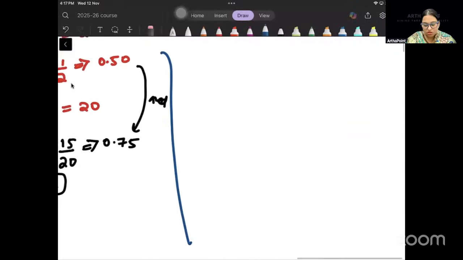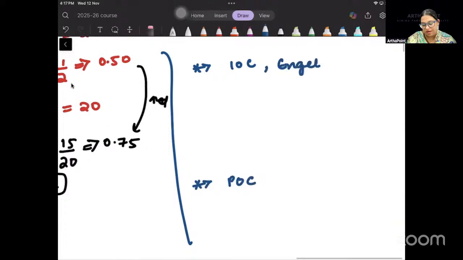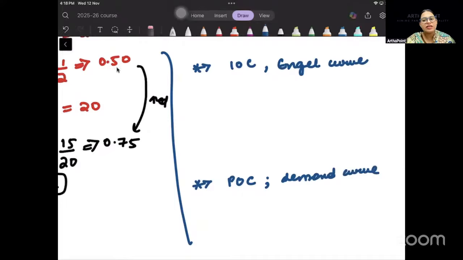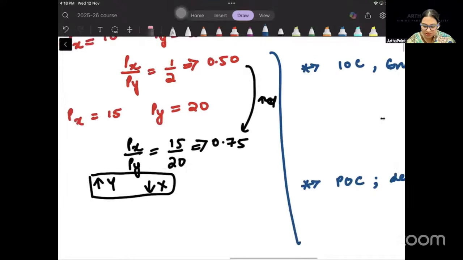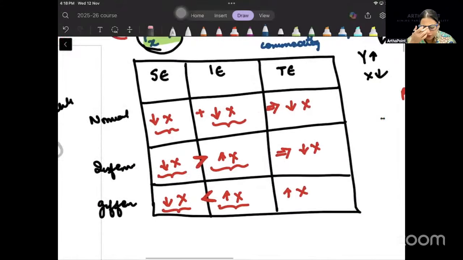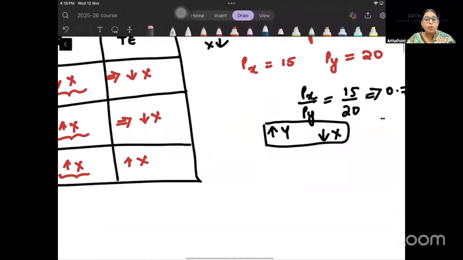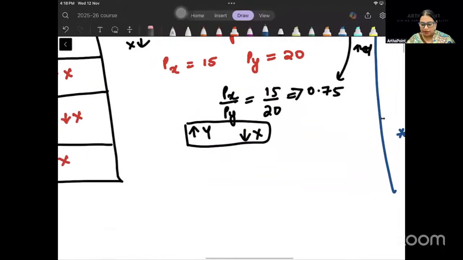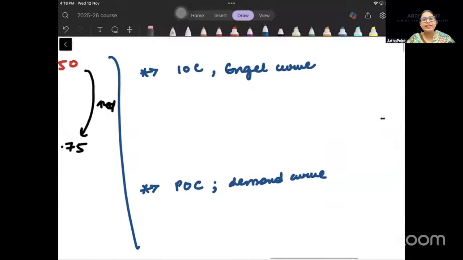in the same notes, you have to revise income offer curve, price offer curve, Engel curve, demand curve. This is the second thing which all of you have to revise: for these three goods we are talking about, normal good, inferior good and Giffen good, how do we plot the IOC and Engel curve?